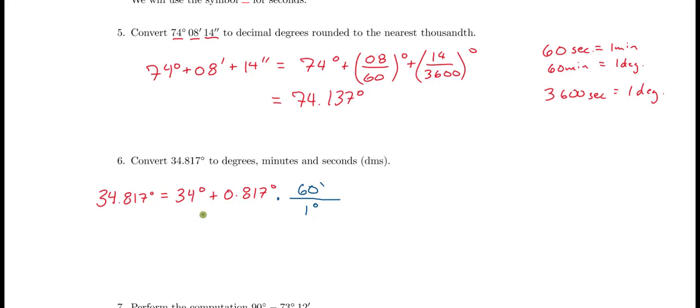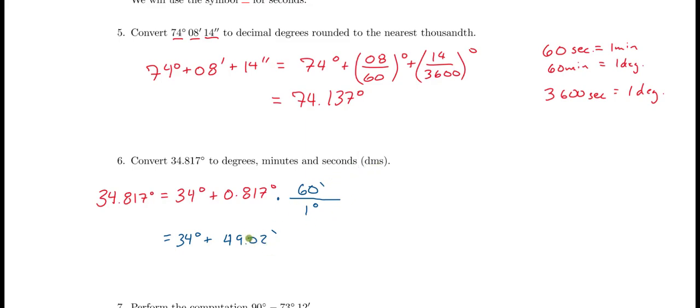And if I go ahead and crunch this, what I end up with is 34 degrees plus, and then when I crunch this, I did it beforehand, we ended up with 49.02 minutes. By doing this, when I multiplied 0.817 degrees by my conversion factor, that converts me into minutes. And so roughly you could say 0.81 degrees is roughly 49 minutes. Okay? Now what we need to do is we need to be in degrees, minutes, seconds.